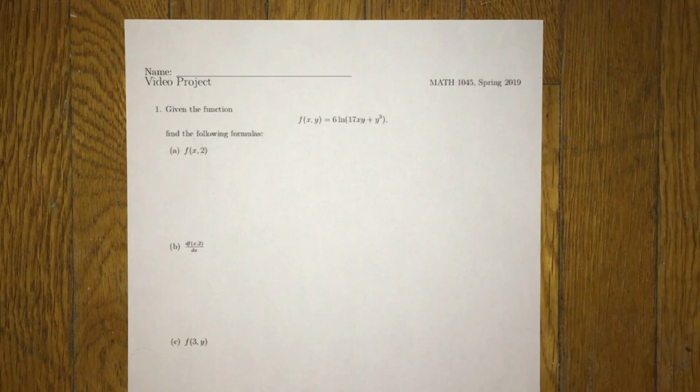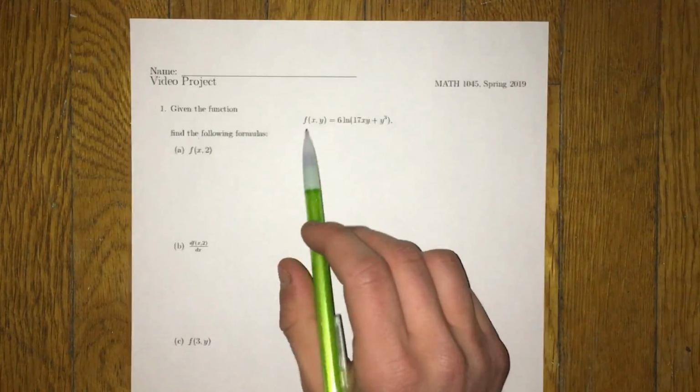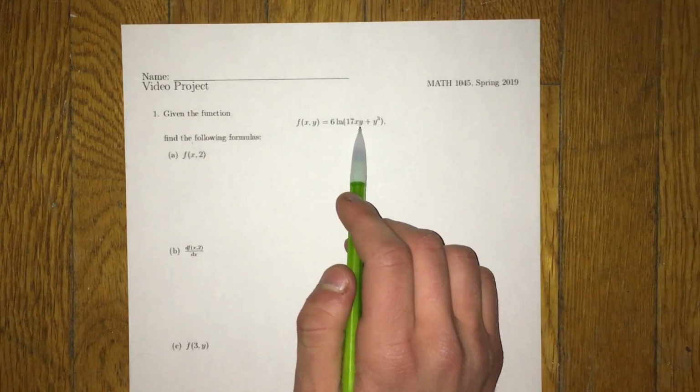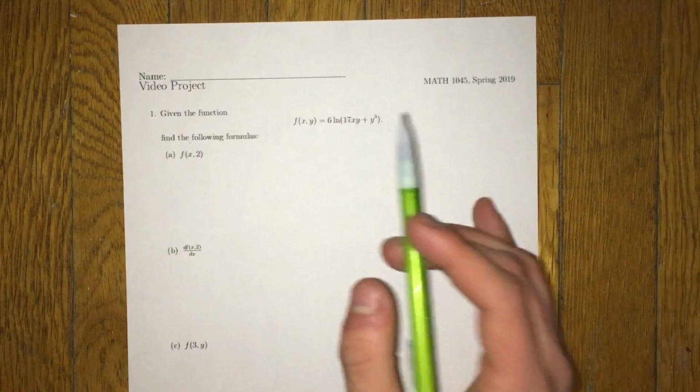Given the function f of x, y equals 6 natural log of 17xy plus y to the third, find the following functions. The first function is f of x, 2. Instead of y, there's the number 2. So in this equation, you replace the y's with the number 2.